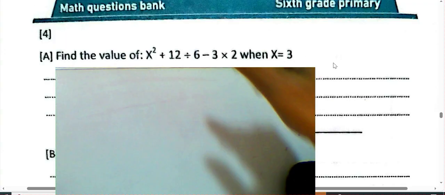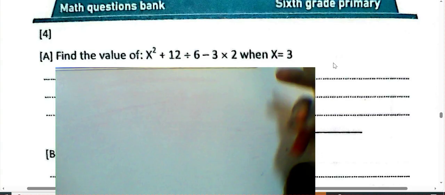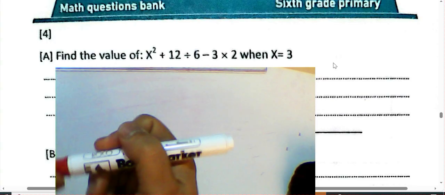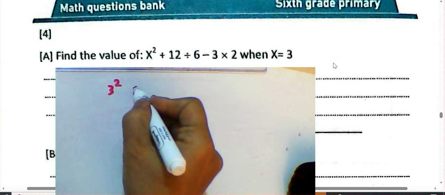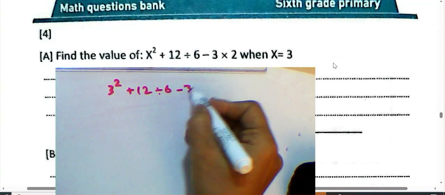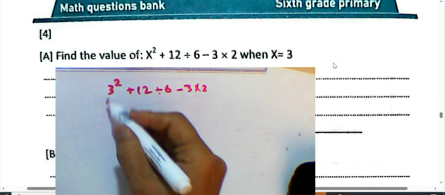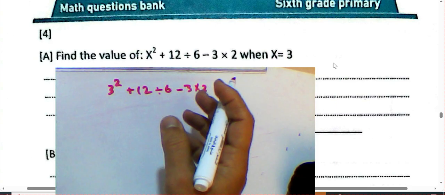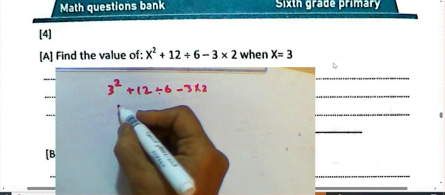Next question number 4. Find the value of this expression when x equals 3. Put the value of x equals 3 in this expression. Start from left hand side. X power 2, put x equals 3, then 3 power 2, plus 12 divided by 6, subtract 3 times 2. 3 power 2 first, exponent first. We have parentheses, then exponent first. 3 power 2 is 9.